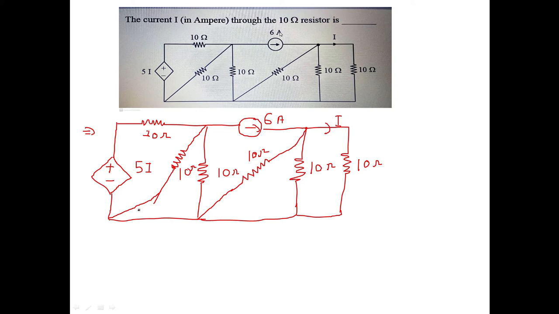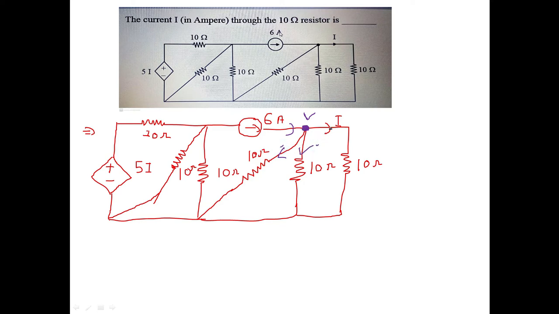Now we have to find the current through this 10 ohm resistor. How will we find it? Let's see. First of all, we will consider this particular point as a node, denoted by V. Now we will assign the currents. A current is coming over here, and then it is split across this node into two parts, this one and another one.